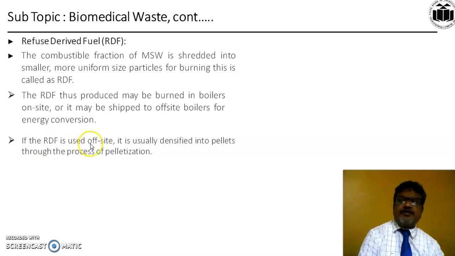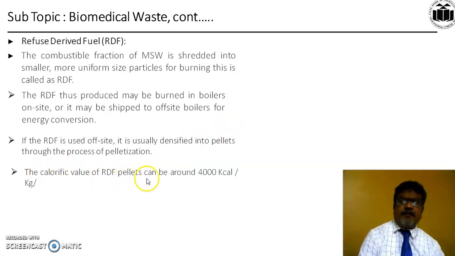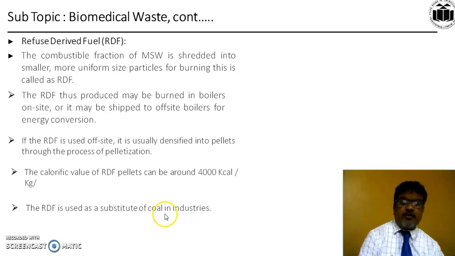If the RDF is used off-site, it is usually densified into pellets and this process is called as pelletization. The calorific value of RDF pellets can be around 4000 kilocalorie per kg. The RDF is used as a substitute of coal in industries. Therefore, we are saving natural resources by using RDF through solid waste.